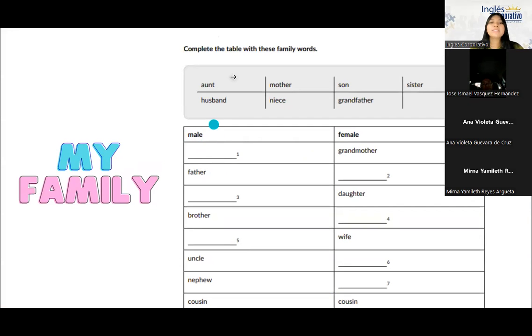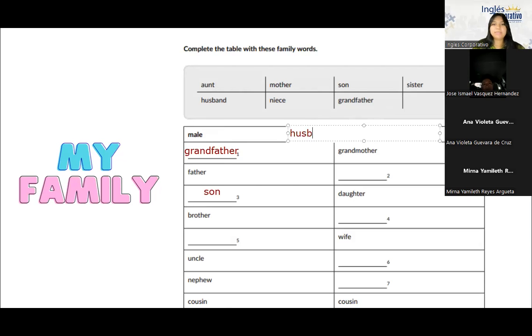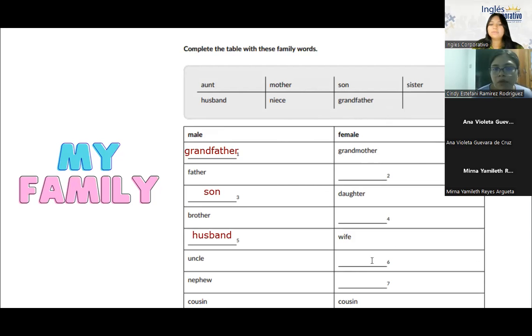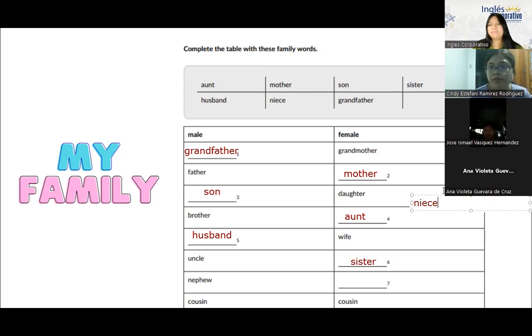Number one. ¿Cuál sería ahí? Grandfather. Ok, so grandfather. Father. Ok, ¿qué más? Son. Ok, and husband. Ok, husband. What about here? Mother. Okay, aunt, sister, niece, okay, very good.